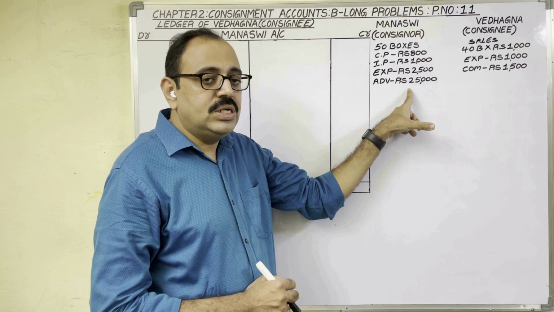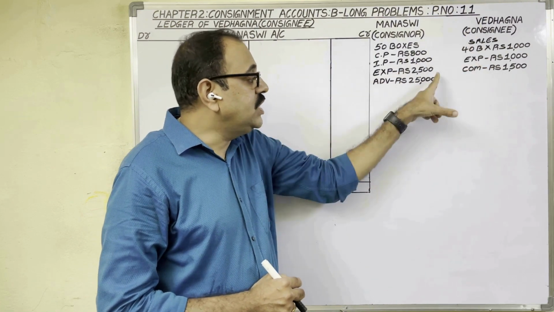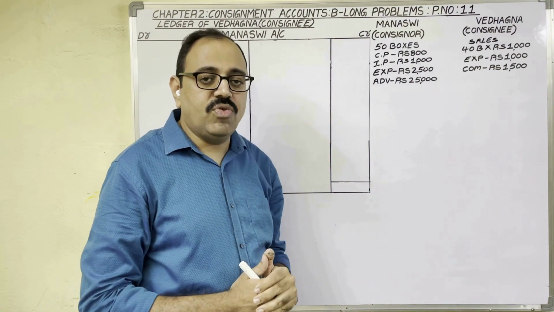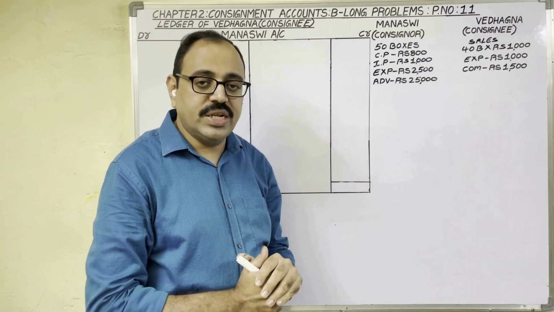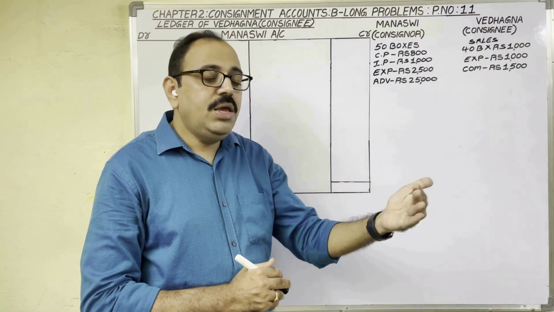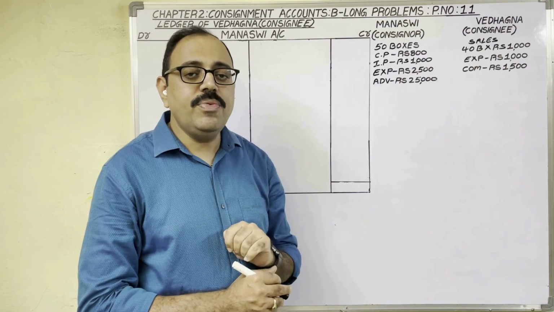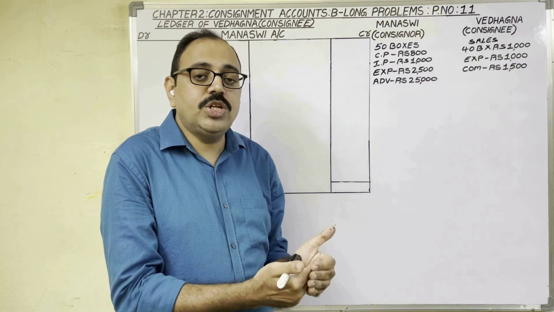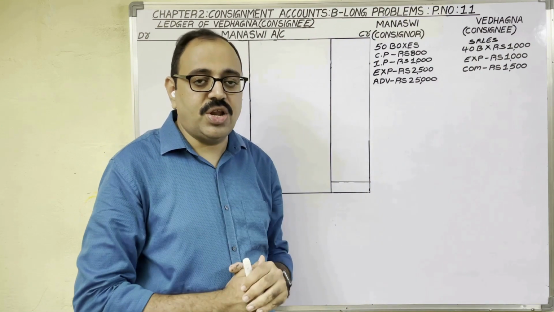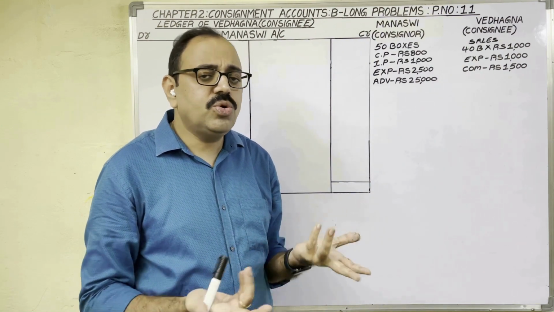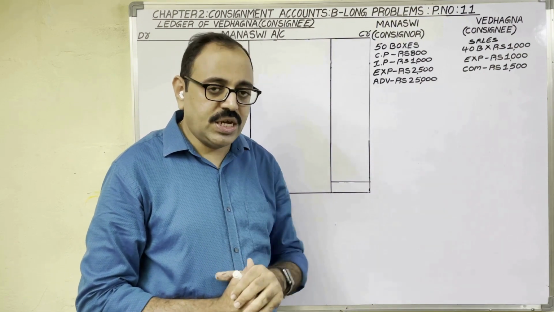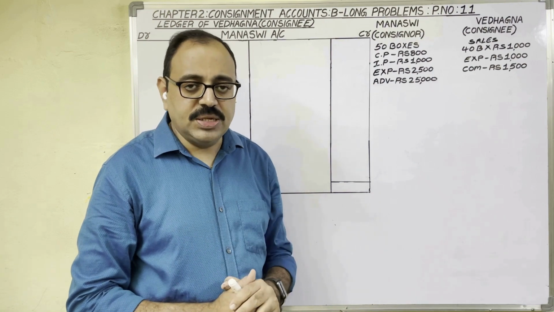Then advance. Consignee has given this advance to consignor. As consignee is giving this advance, in her books we have to write the journal entry. Consignee may give this advance in cash form, check or DD form, or by accepting a bill of exchange which is prepared by consignor. In present question, there is no information. Our assumption is she paid this amount through a check. So what should be the entry for this?